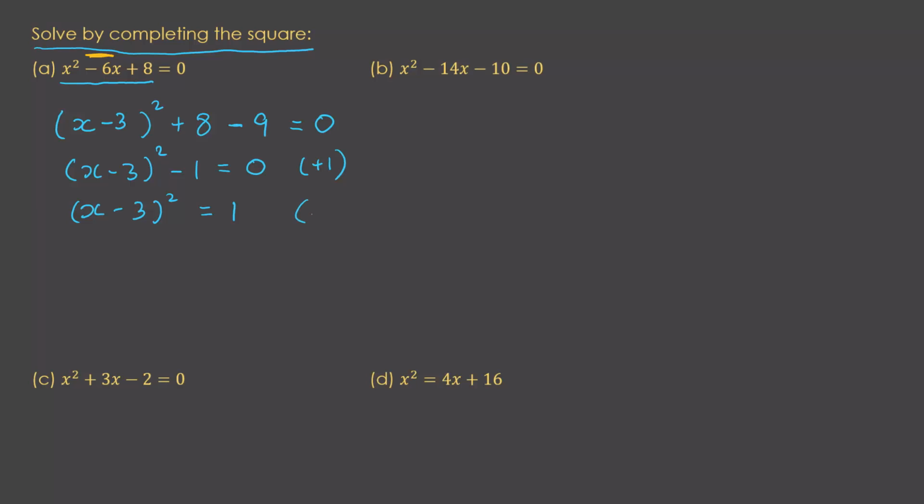I'm then going to square root both sides. The square root of 1 is 1, so I get x minus 3 equals, but this could be plus or minus 1, because positive 1 squared is 1, but so is negative 1. If we square that, we get 1. And so I get x is equal to, now by adding 3 to both sides, x is equal to 3 plus or minus 1. So if I do 3 plus 1, I get 4.